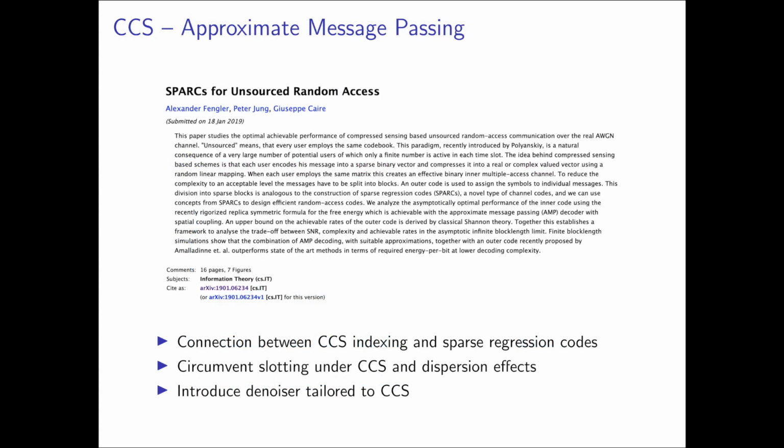The first modification to coded compressed sensing we wish to discuss is its connection to sparse regression codes and the ability to use approximate message passing, or AMP, as a practical recovery algorithm for the inner code. This contribution is due to Fengler, Jung, and Caire. Let's explore their scheme.